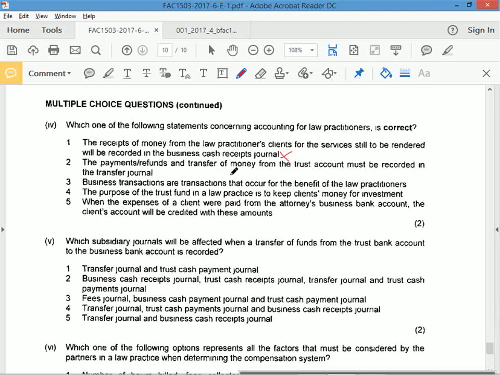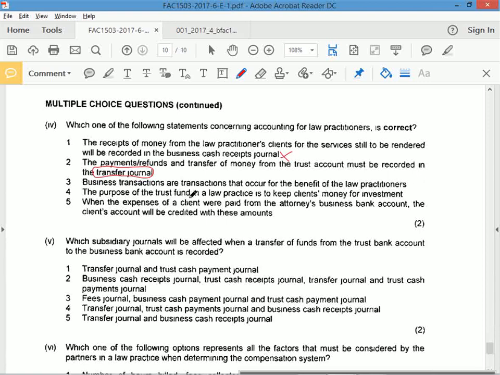Payments or refunds and transfer of money from the trust account must be recorded in the business transfer journal. A transfer journal does record transfers, so that could be right. Well, let's see if there's a better answer. Business transactions that are recorded can occur for the benefit of the law practitioners. No. A business transaction would be something for the business, not for the law practitioner. Okay, so that wouldn't be right.